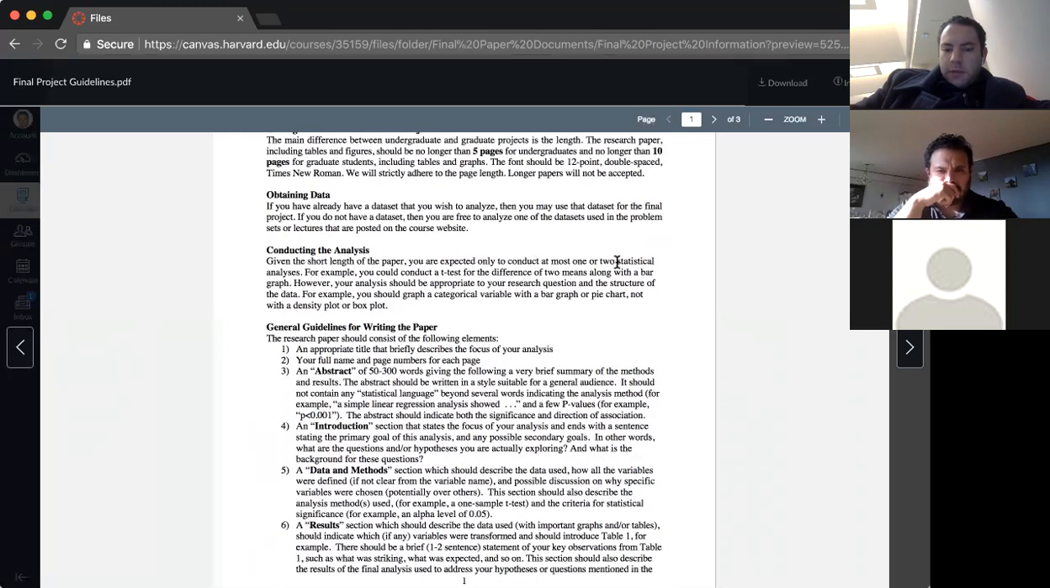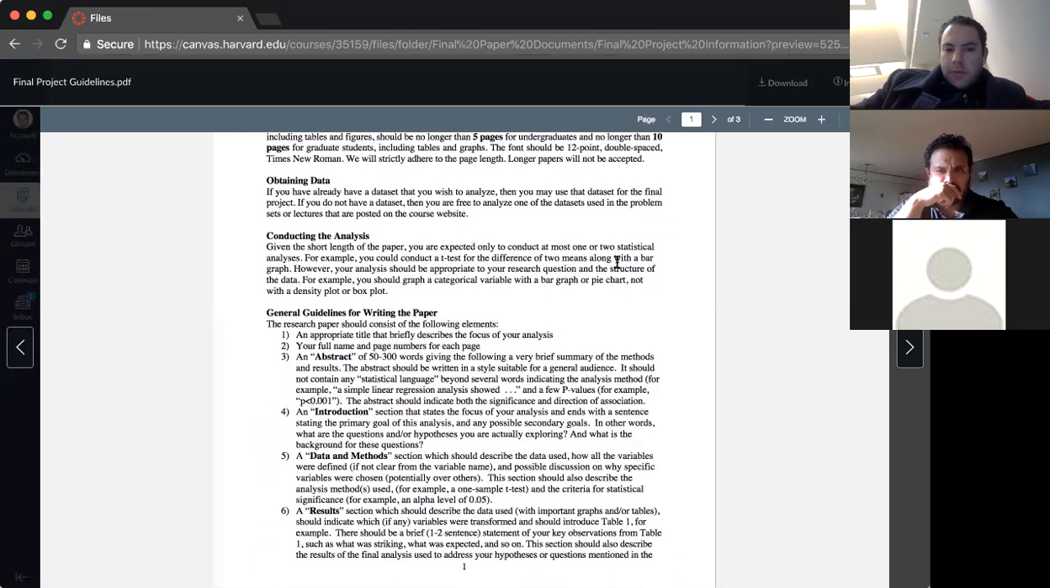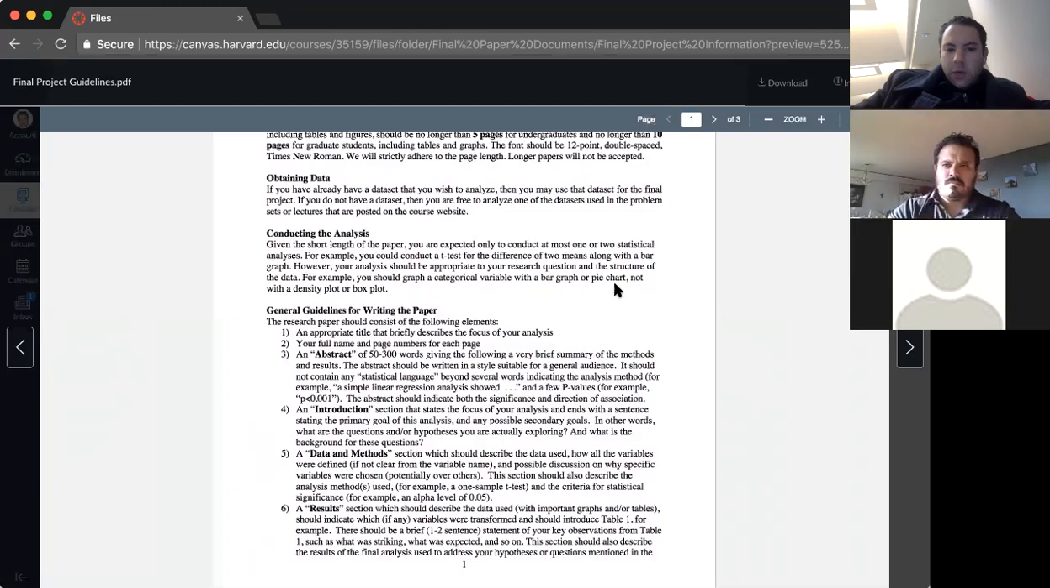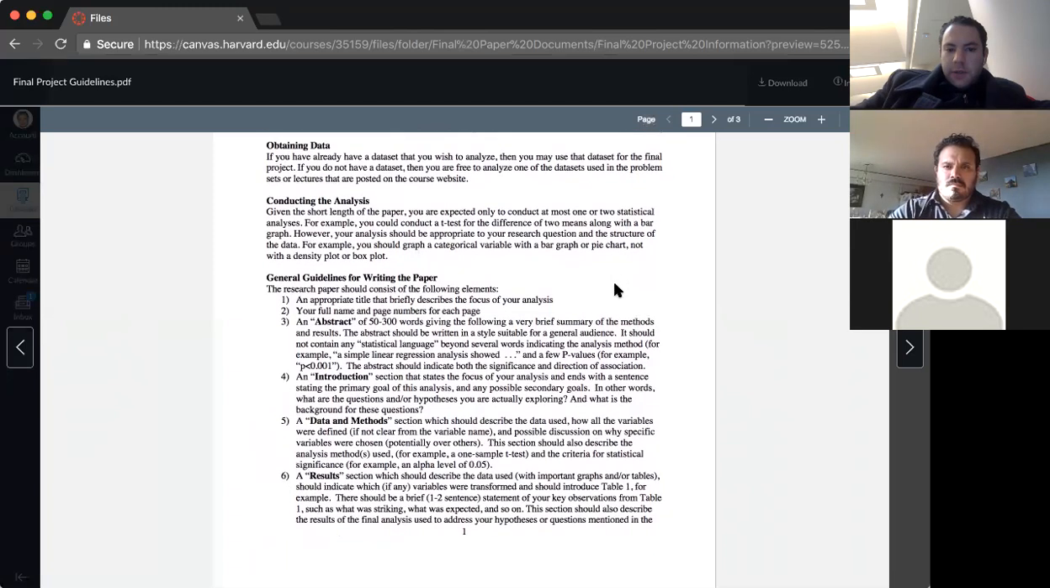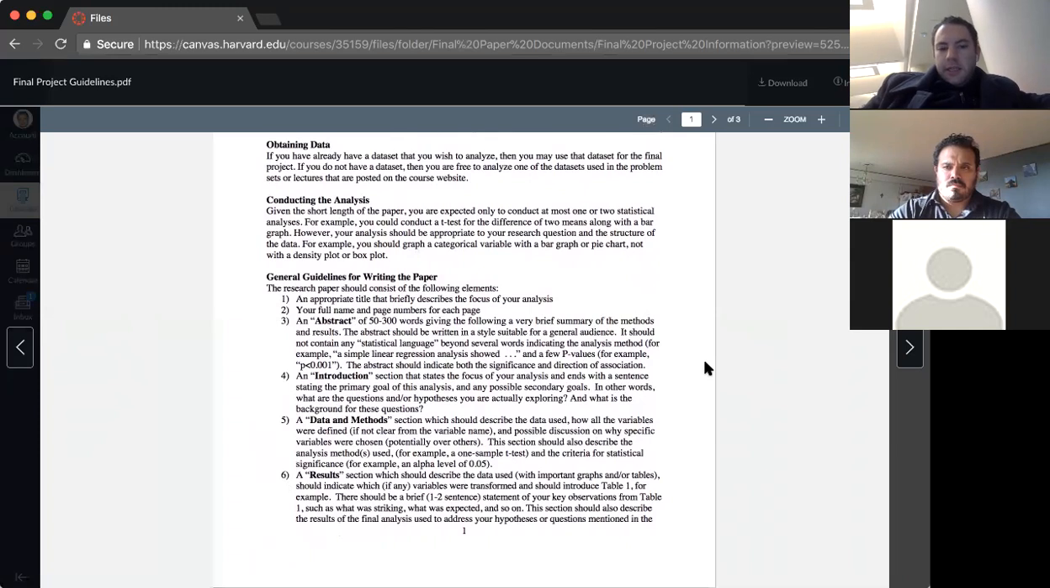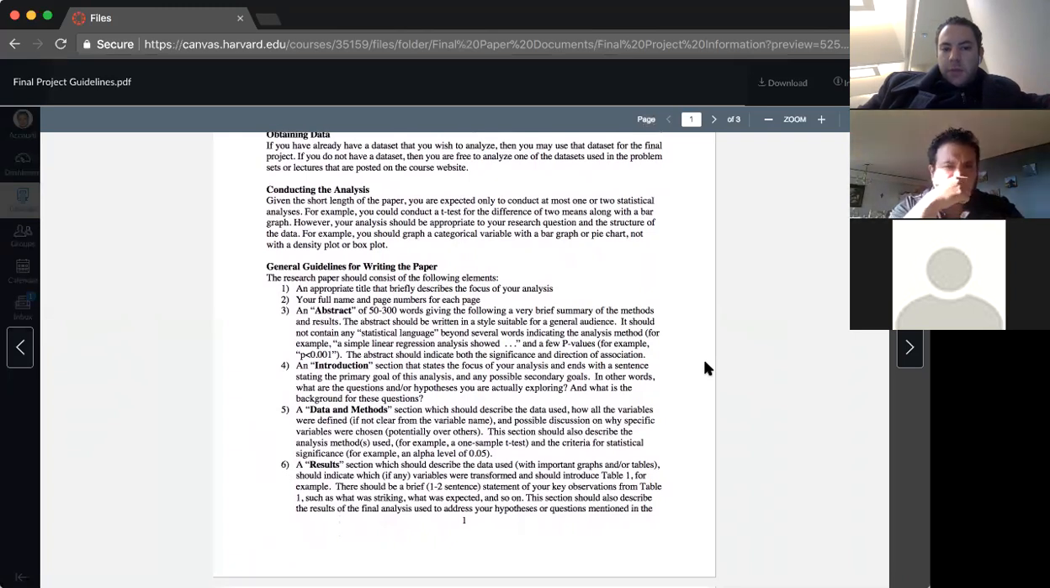So it says here, you're basically going to be conducting 1 or 2 statistical analyses. So you might be looking at a t-test for the difference of 2 means, along with a bar graph, and it should be appropriate for your question.